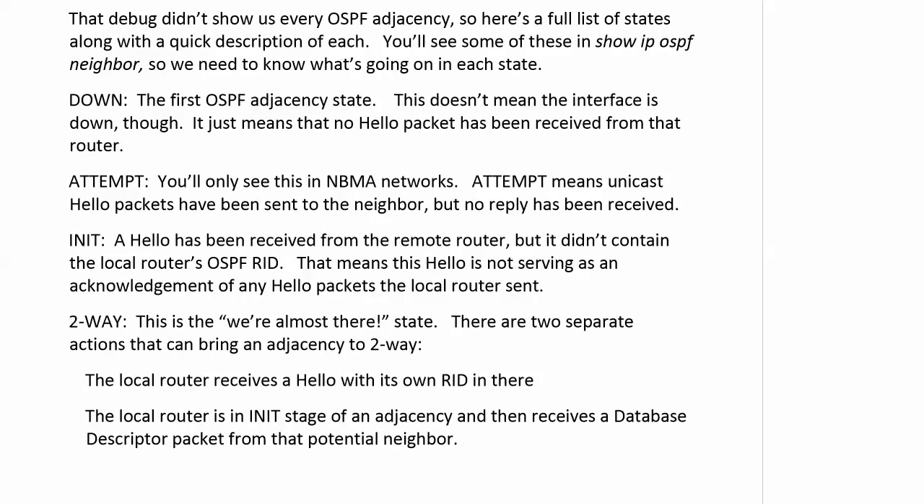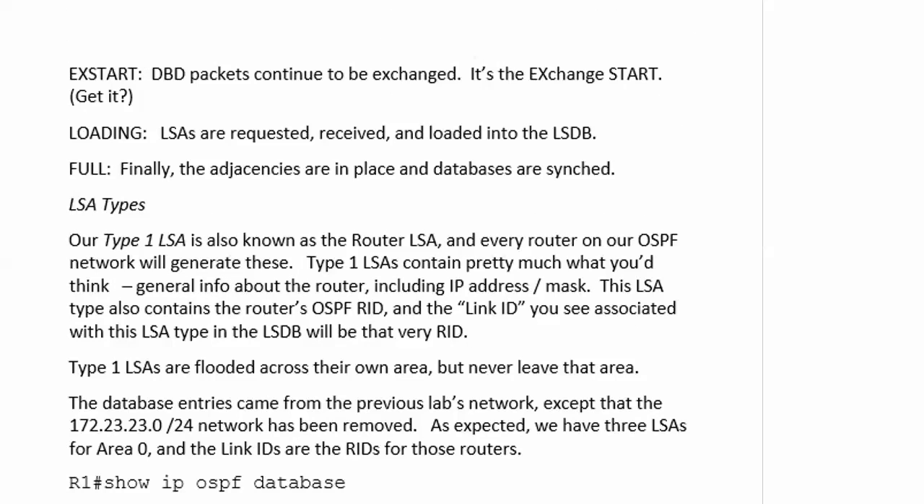That two-way, that's the we're almost there state, and there are two separate actions actually that can bring an adjacency to two-way. The local router could be in init stage and then get that DDP from the potential neighbor, the database descriptor packet, that DDP that is, and the local router receives a hello with its own RID in there. That's an acknowledgement that the other guy has seen us. It's almost like, you stick your hand out to shake hands with somebody and they recognize who you are. When we get that handshake back, it's like, okay, we see a hello with our RID. That means that we're buddies and we're already at the two-way state.